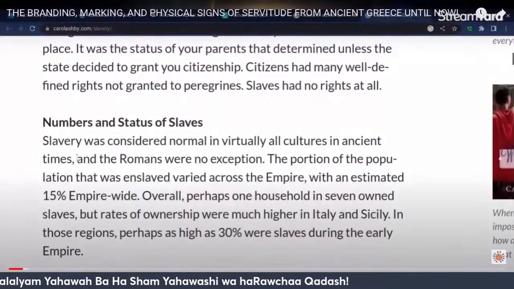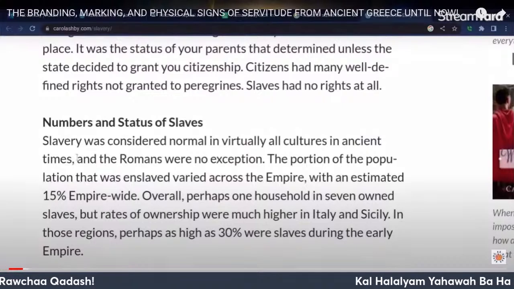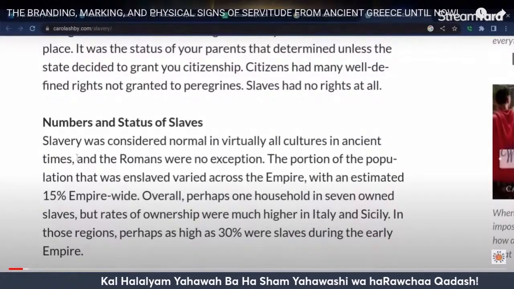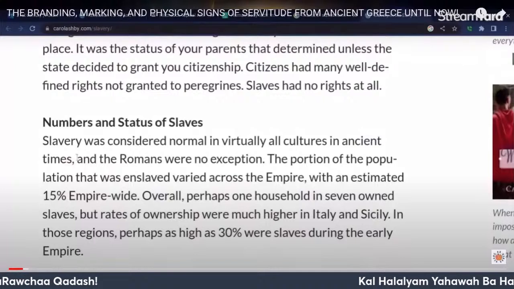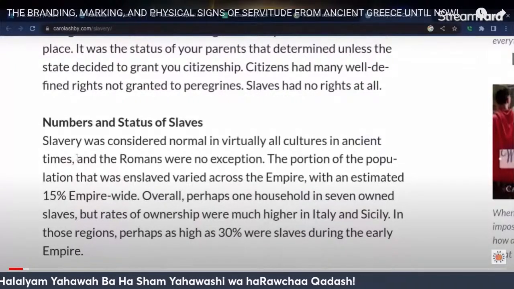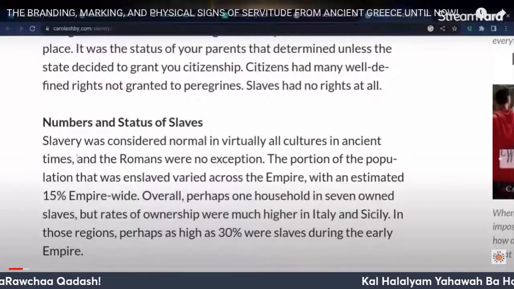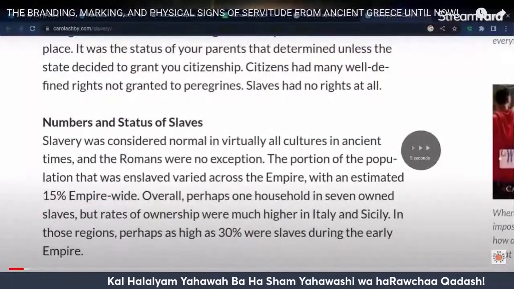A lot of empires. The bottom tip of Italy is very close to Africa. And you hear about the Berbers, and about the Moors conquering Portugal and Spain, and how Napoleon would say everything south of these mountain ranges in the north of Spain is black. So we were known to take over and own that part of the world, southern Italy. In those regions, perhaps as high as 30% were slaves during the early empire. So slavery was big and rampant, especially in Rome.